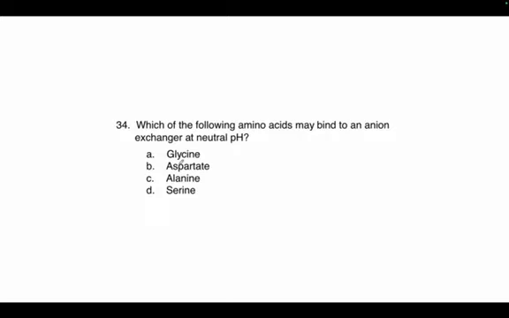Which of the following amino acids may bind to an anion exchanger at neutral pH? Okay, this is basically the last question. It is asking for the same information. To bind to an anion exchanger, our amino acid should have a negative charge. So it is asking which of these amino acids will be negatively charged at a neutral pH. Answer to this is again aspartate. Glycine, alanine, serine are not going to carry any charge at neutral pH.